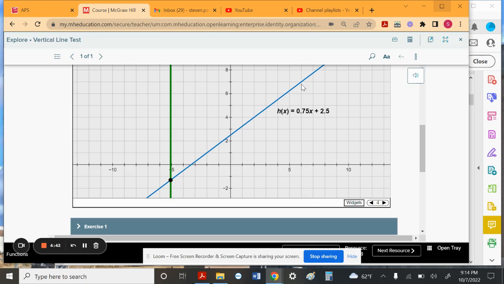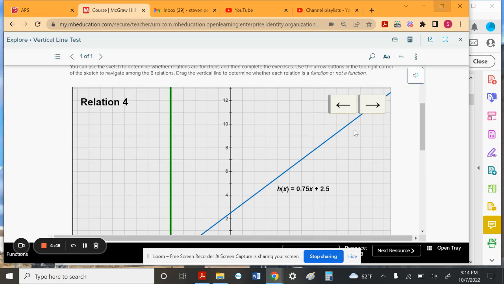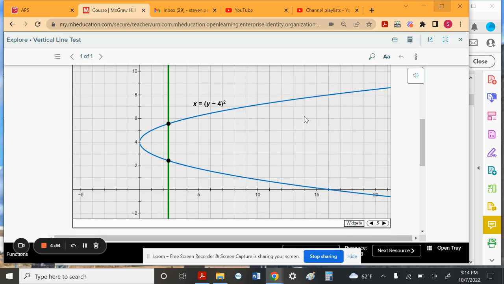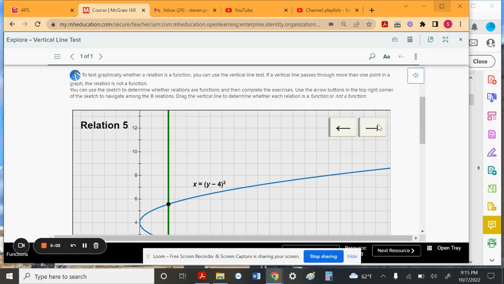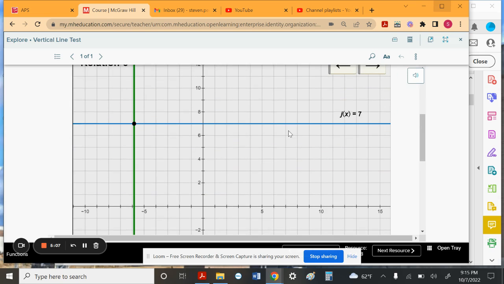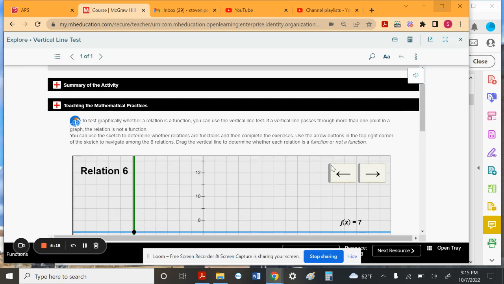Here is another line. Just because it has decimals, it's still a line, and it only goes through 1 point. So relation 4 is a function. Relation 5 is a parabola that's on its side. Notice, though, if I draw a vertical line, it goes through 2 points. It is not a function. So far, 3 and 5 are not functions. And then finally, for 6, notice I have a horizontal line. With a horizontal line, if I draw a vertical line, it only goes through it one time. So therefore, relation 6 is a function. So far, only 3 and 5.